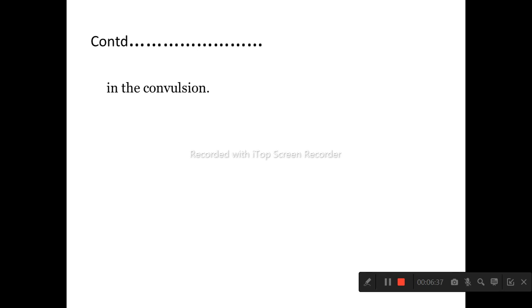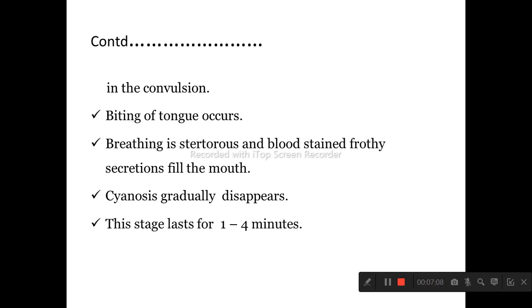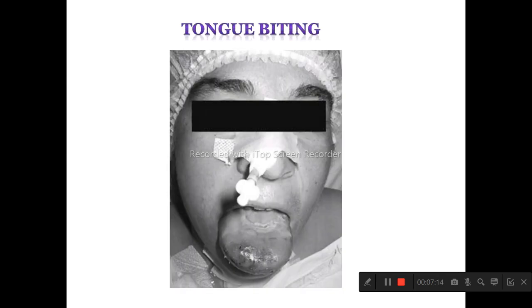Then next is the convulsion. Biting of the tongue occurs, so we have to prevent tongue fall, tongue biting, or any severe injury or complications. Airway patency is also one of the things we have to keep in mind while dealing with the patients. We can give the side-lying position and allow the seizure to pass. Breathing is stertorous and blood-stained frothy secretions fill the mouth. Cyanosis gradually disappears during this stage. This stage lasts for 1 to 4 minutes. Then tongue biting, see how severe the tongue biting is.